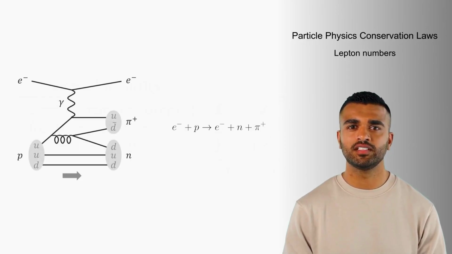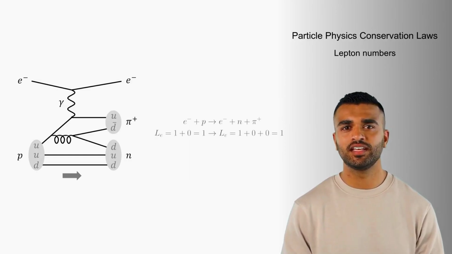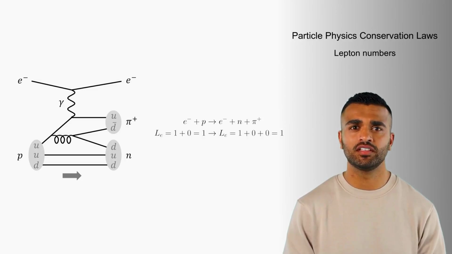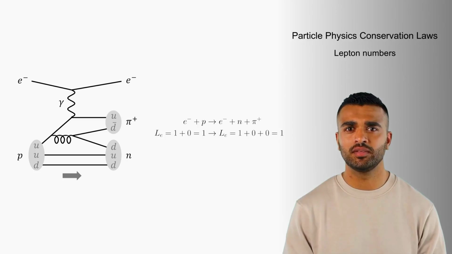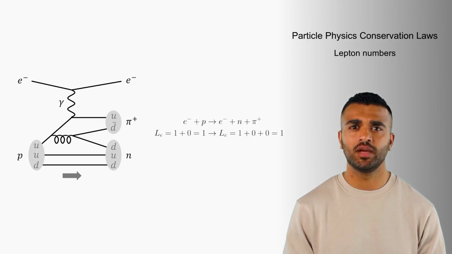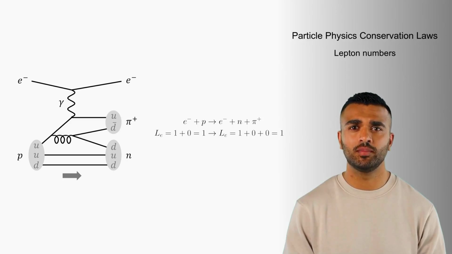In this scattering process, the electron plus the proton go to electron plus neutron plus positive pion. The next line states that the electron flavor number is conserved. The incoming electron carries Le equal 1. The incoming proton carries 0, so Le equals 1 before scattering. After scattering, the outgoing electron still carries Le equal 1, while the neutron and the pion carry Le equal 0. The total electron flavor number Le stays 1.